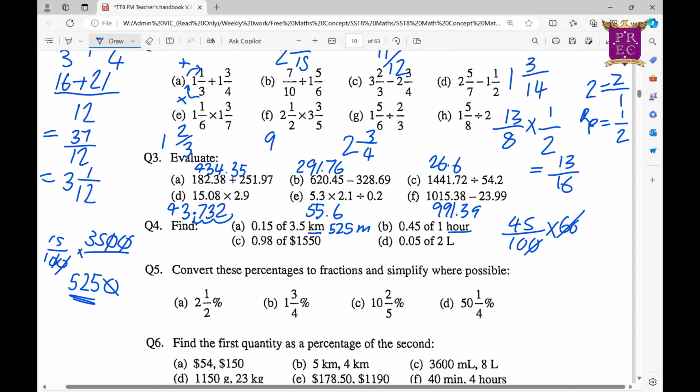Okay, 45 times 60 gives us, let me just have a look. 45 times 6, actually, not 60, because we cancel the 0 out, gives us 270. 270 divided by 10 gives us 27, so the answer is 27 minutes. Okay, I'll just rub this out.